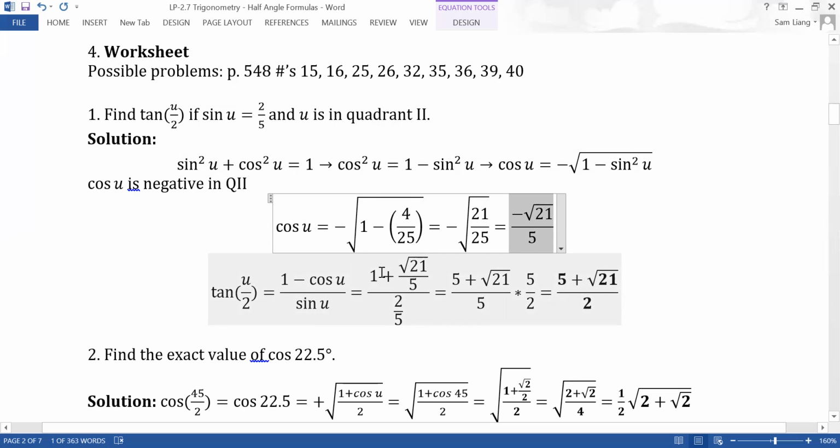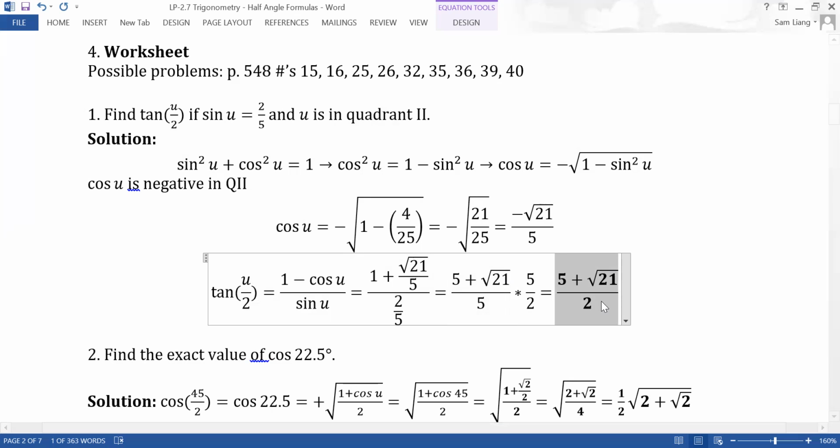But yeah, in the numerator, you're going to get 5 over 5 for 1. So that'll be 5 plus root 21 over 5. That's the numerator here. And then multiply by the reciprocal of 2 over 5, which is 5 over 2. So 5 divides out. You're going to have 5 plus root 21 over 2. And that'll be your final answer. If you need this solution, please pause the video here. Otherwise, we'll go on to question 2.